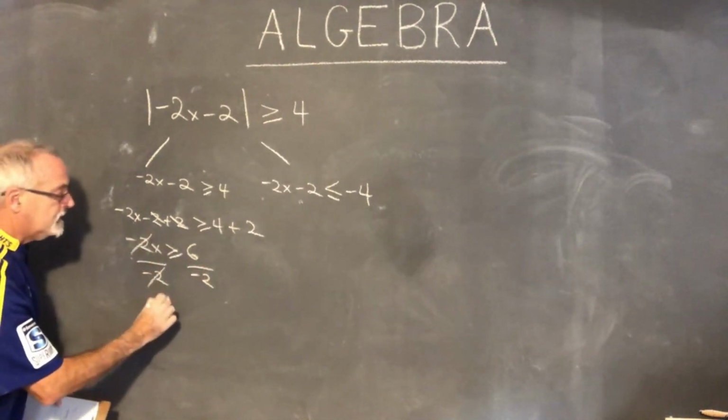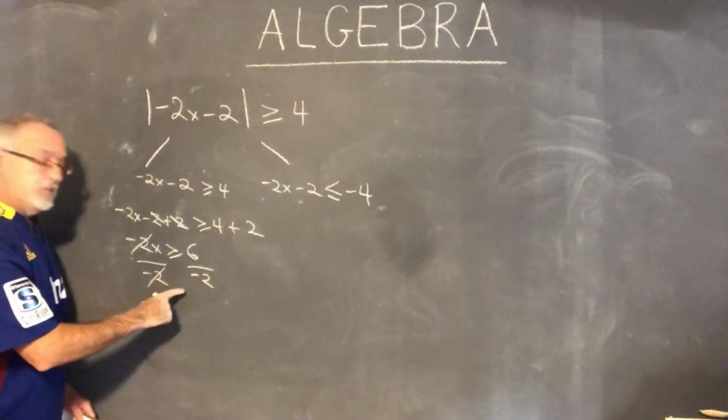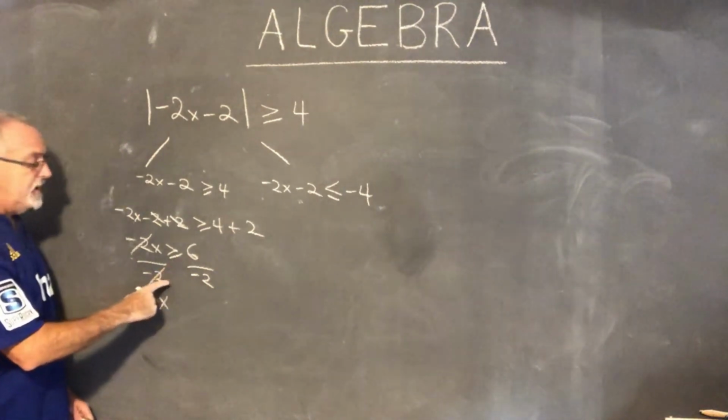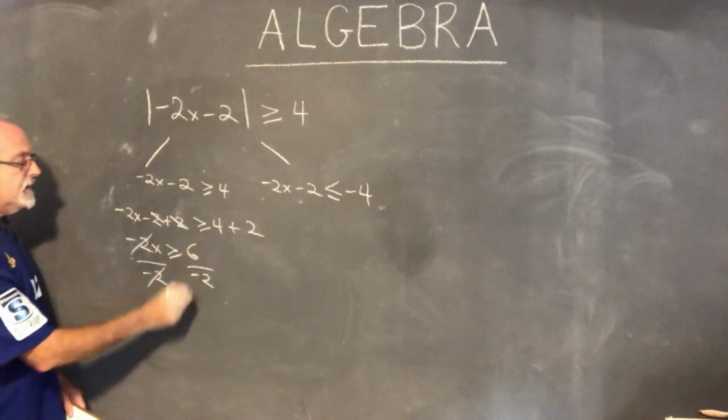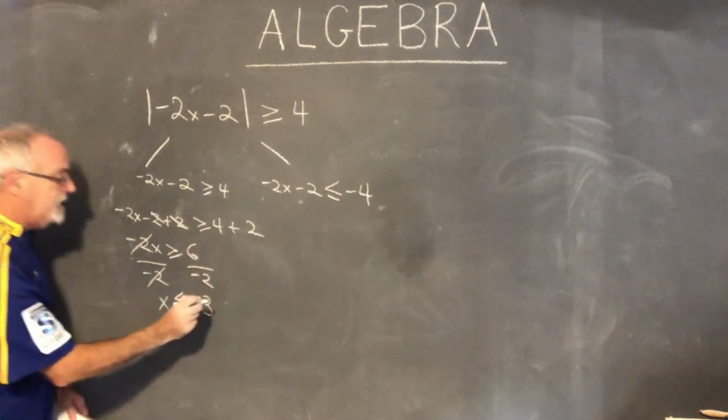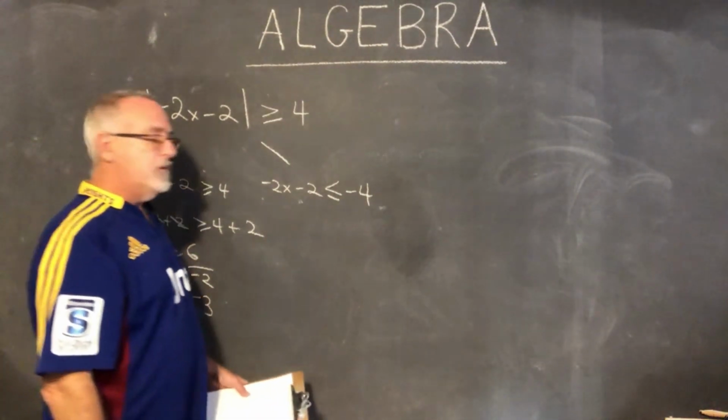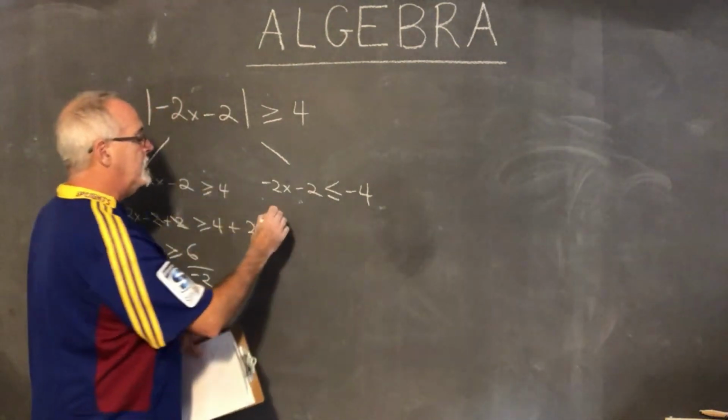Cancel, cancel. X is isolated. This time I divided both sides of an inequality by a negative number, so I have to flip the symbol backwards. And 6 divided by negative 2 is negative 3. It is a good idea to slow down when you have all these details to remember to do.